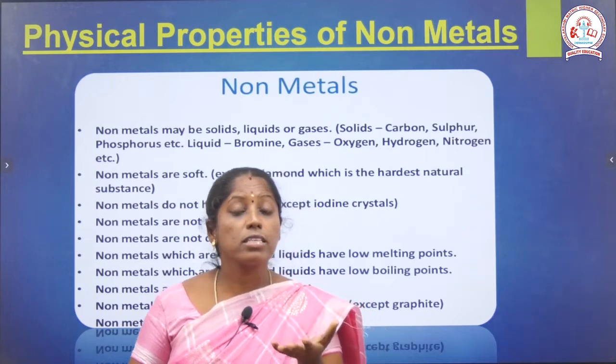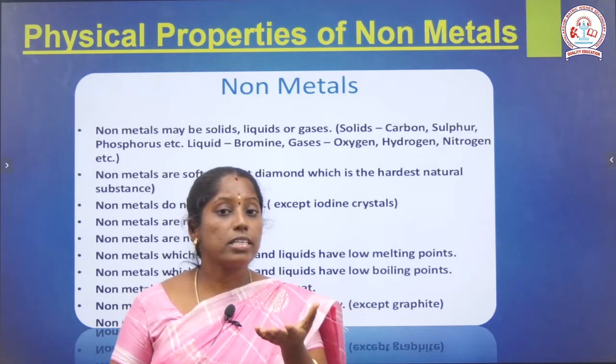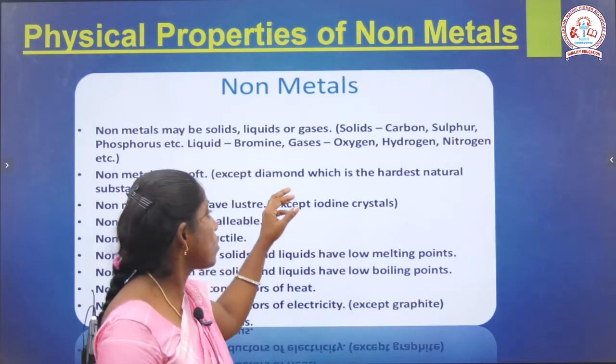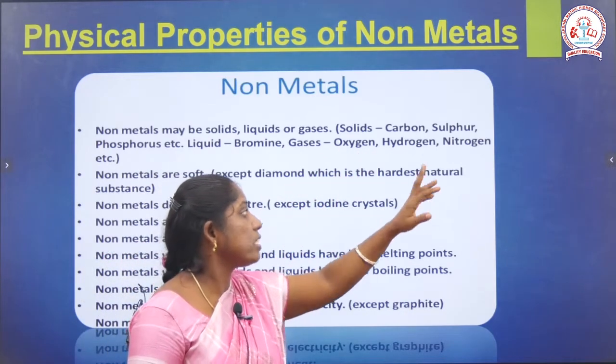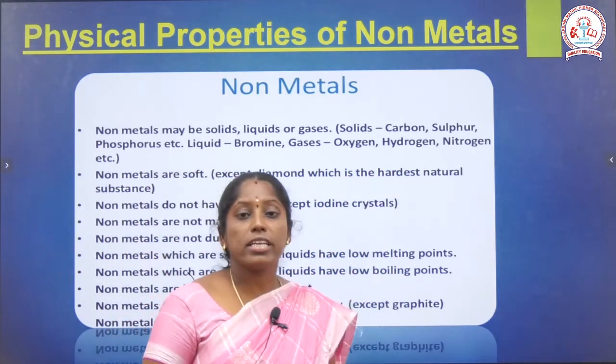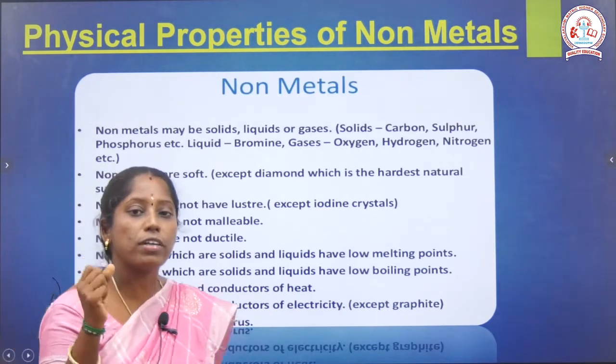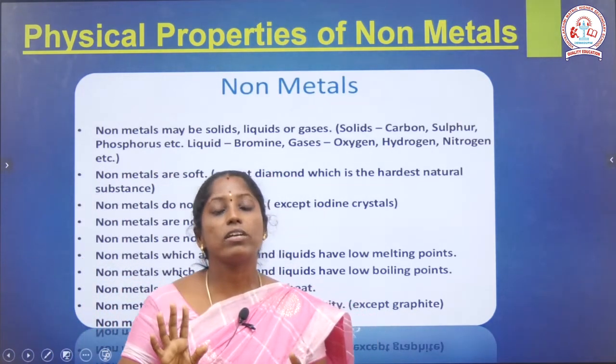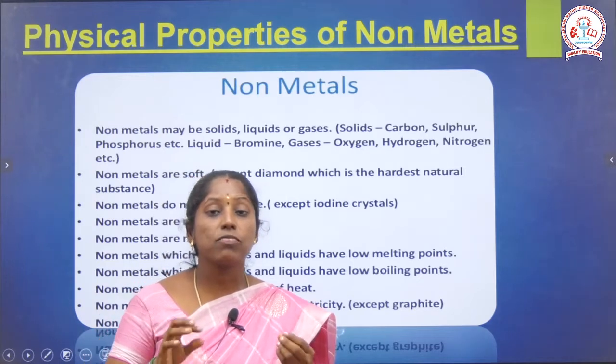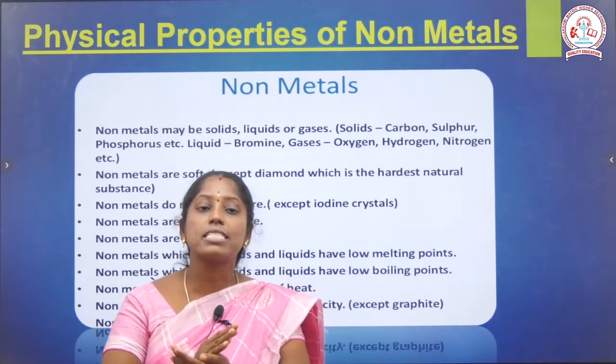Oxygen, without oxygen we can't live. All the living organisms need these 3 things, especially plants also need that one. Okay, nitrogen. Then next, non-metals are soft except one thing. What is that? Diamond. We know that diamond is a very costly thing. This is the hardest substance.